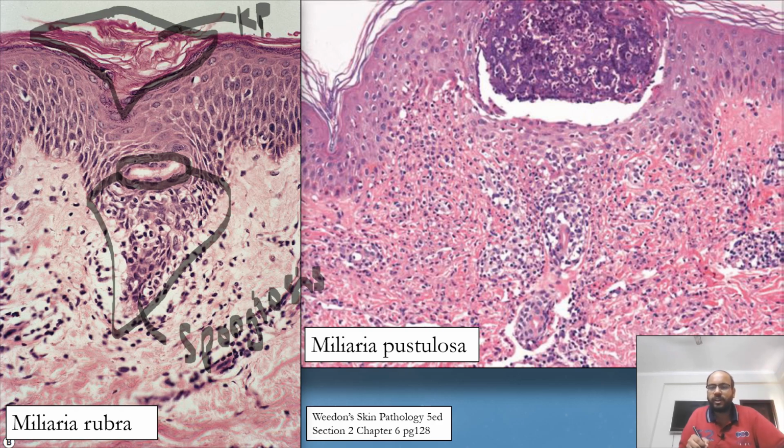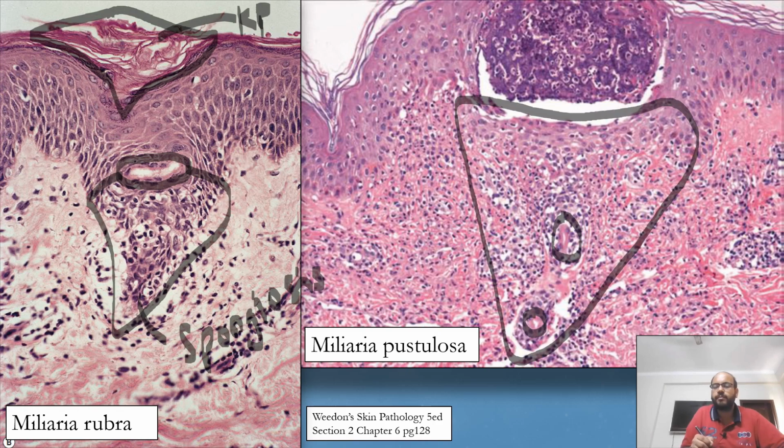So look at this area of the biopsy. This area is associated with a sweat duct. You can in fact see the duct here. So this is a duct. And you can see that the focus of spongiosis is localized around the ducts, around the acrosyringium. And that is what is known as miliarial spongiosis. Okay, let's move forward.